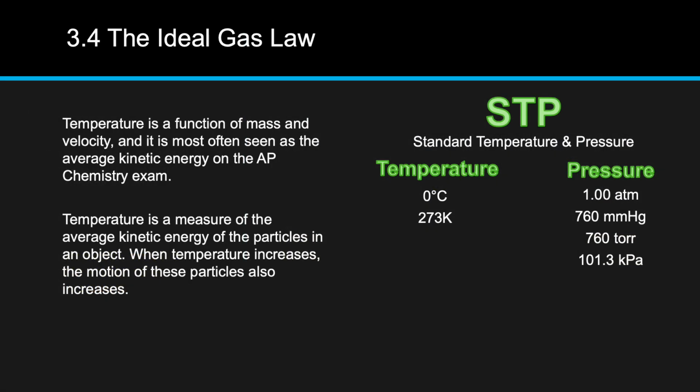Temperature in gases is really a measure of the average kinetic energy of the particles. As temperature increases, particles are going to move faster, and that's all that means. On the AP exam, remember that temperature links directly to particle motion. And standard temperature and pressure, or STP, is something that you will hear a lot, and it is defined as 0 degrees Celsius or 273 Kelvin for temperature, and 1 atmosphere, 760 millimeters of mercury, 760 torr, or 101.3 kPa for pressure.